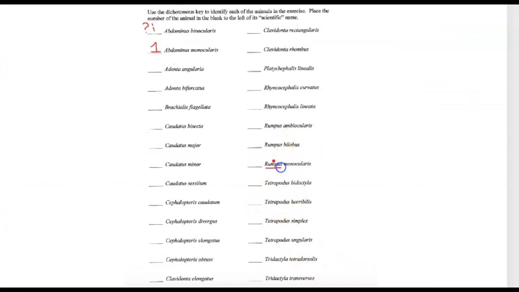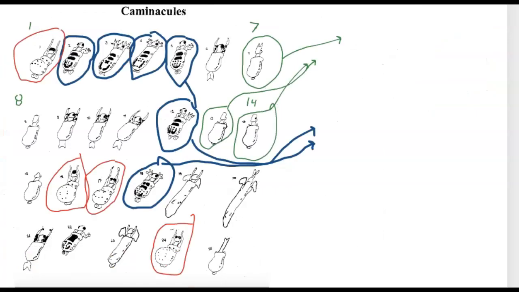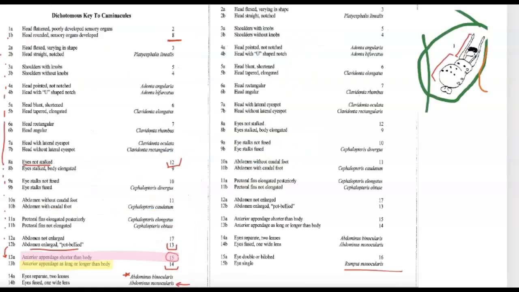So there should be 3 members to genus rumpus. You're going to have 3 numbers, one there, and one there. So 3 caminacules here, 2 caminacules there. You now have just completed genus Abdominis, genus rumpus. Go back to here, grab your next group of caminacules, walk through the procedure in the exact same manner.